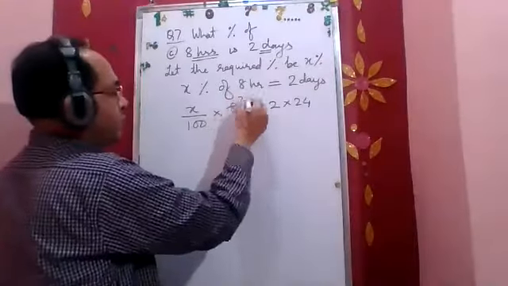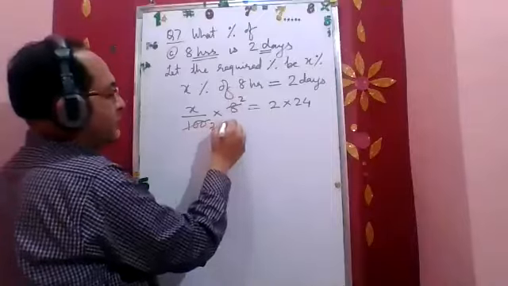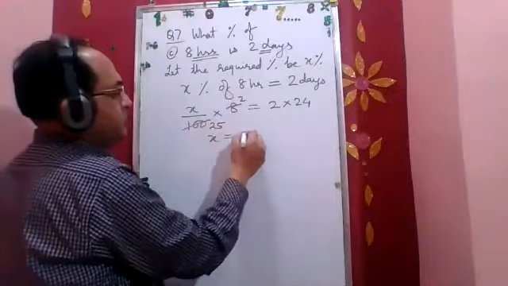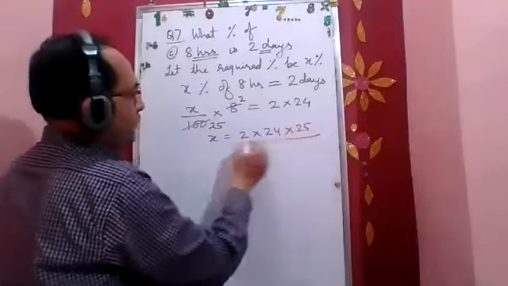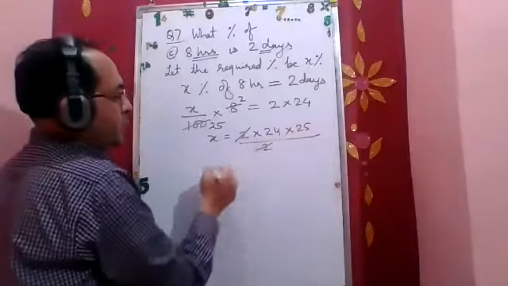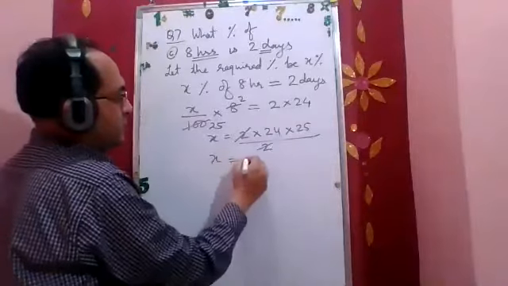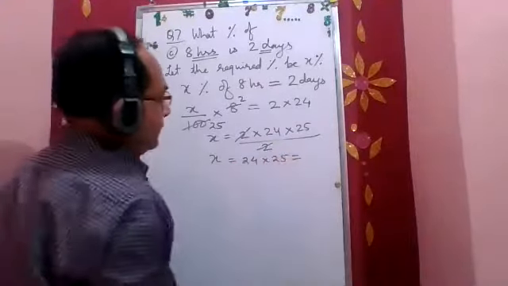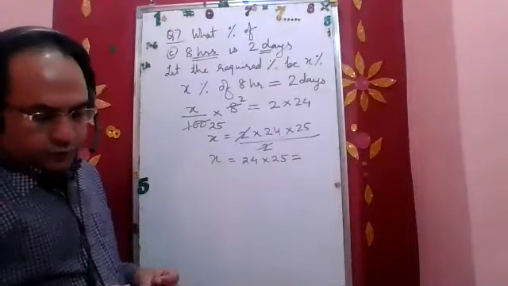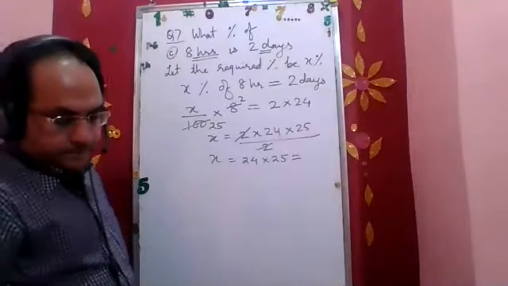25 is 100. Then we transfer the terms from one side to another. 2 into 24 into 25 whole upon 2, and the 2s can cancel. So x is equal to 20 into 25 and we get the answer. Now you're supposed to solve the sum.